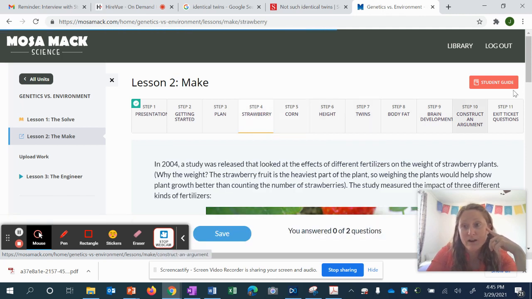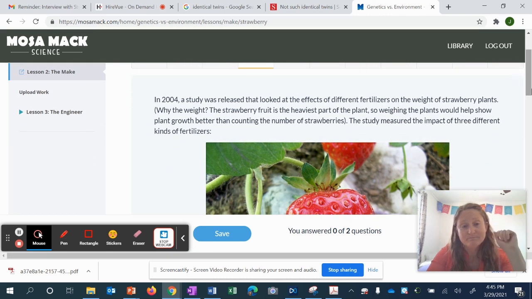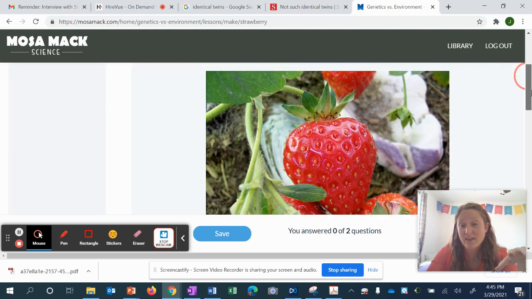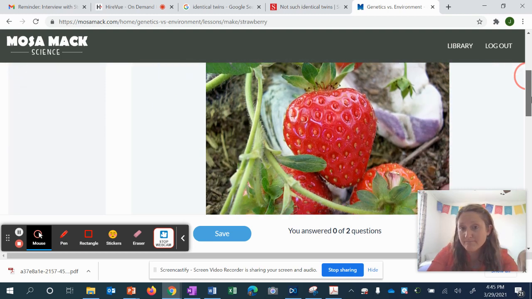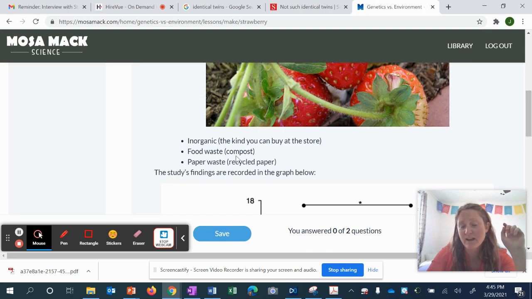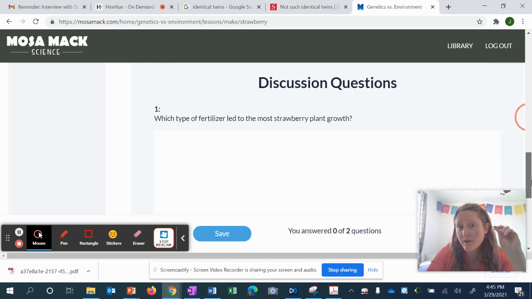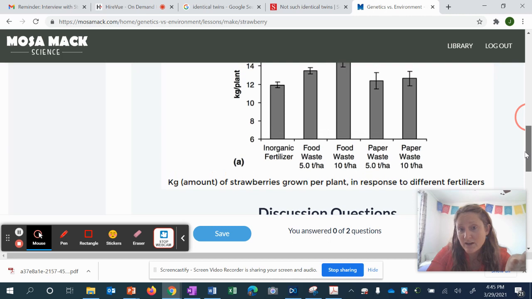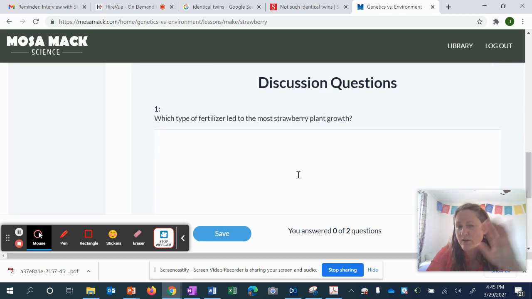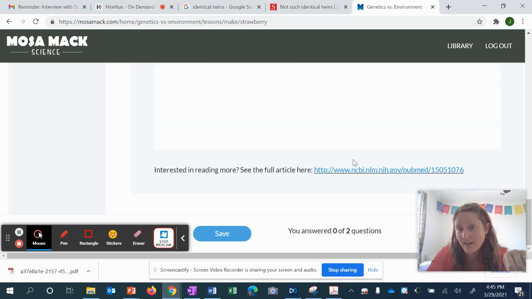But then what you'll do, and I'll use this strawberry one as an example, is you'll read about this study. The trait that they explored was the weight of a strawberry. And they explored the different types of fertilizer that they used on these strawberries. And then they graphed their results here. Okay. So what I would do with my group is I would talk about this study. For MOSA Mac, you don't have to enter your data here, but you can read the questions and talk about it with your group. If you need any more information, they have a link at the bottom where you can get some more data.